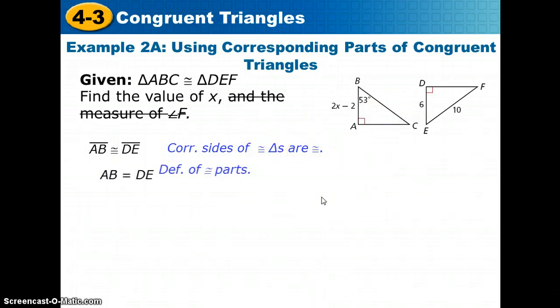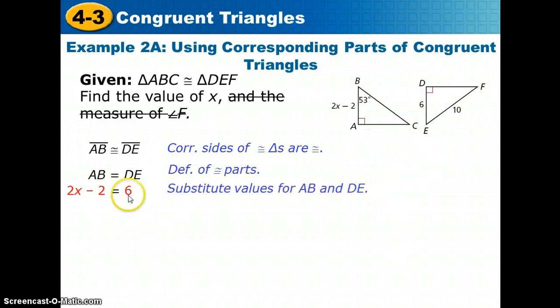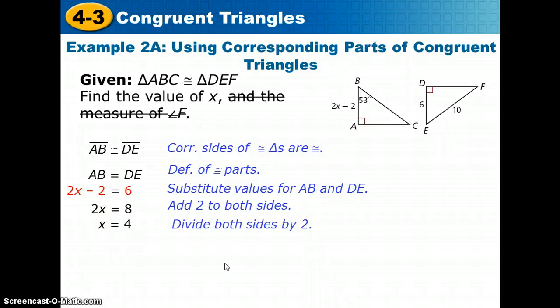We can set up an equation because we know AB equals DE, so we can write this equation. Why don't you pause the video and solve this equation for x, and then we'll check our answer. Alright, you should have had plenty of time there. If you need more time, pause at any moment, but otherwise we'll move forward. We're going to add 2 to both sides to get 2x equals 8. Then you divide by 2 on both sides to get that x equals 4.